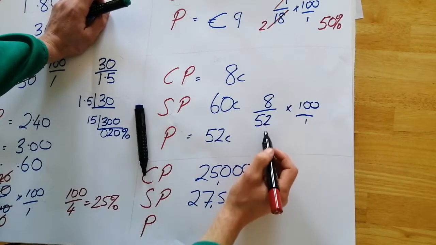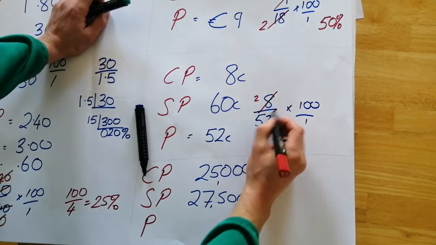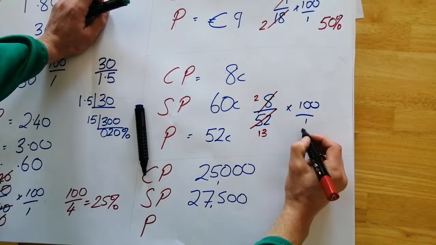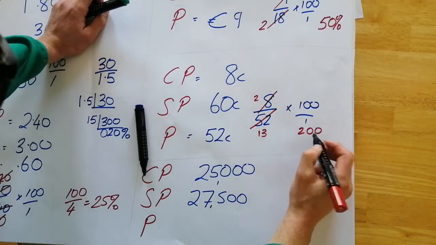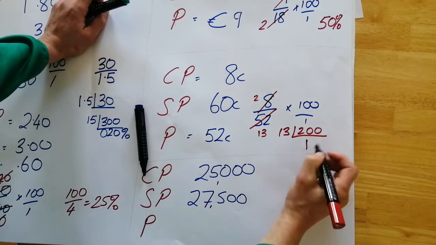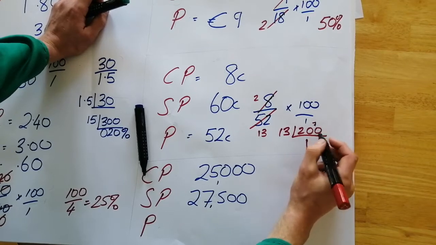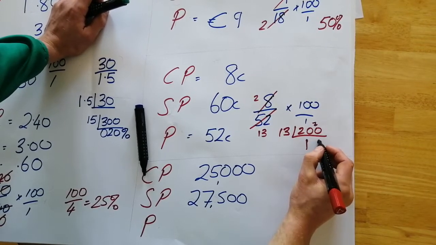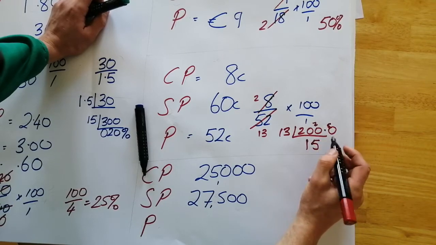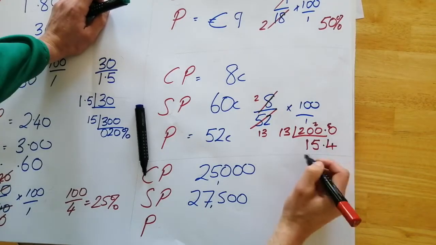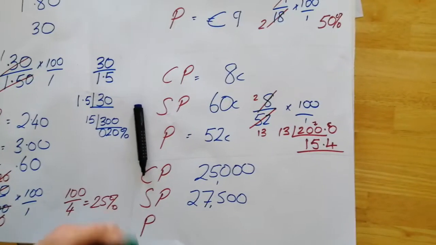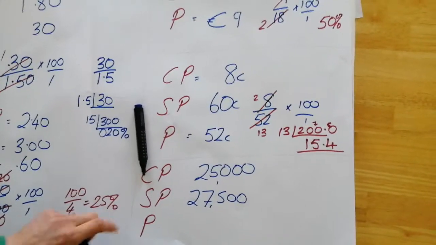We can divide 4 into these, I think. That goes 2. That goes in 13 times 200. Okay, that's going to get messy, but that was 5 times 5 left over. That goes in. If you got 15.4 something, that's perfect, and to be honest, that's as hard as any question in the book is going to get.